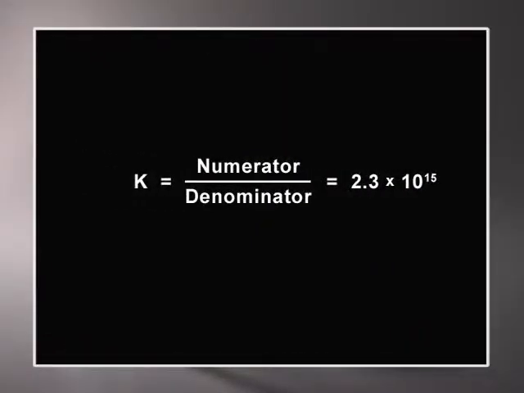Mathematically, all that a large value for K tells you is that the numerator of this expression is large, or the denominator of this expression is small, or some combination of the two. This would seem to imply that at equilibrium you would have a lot of products and/or very few reactants. That a large K means you have lots of products and vice versa.